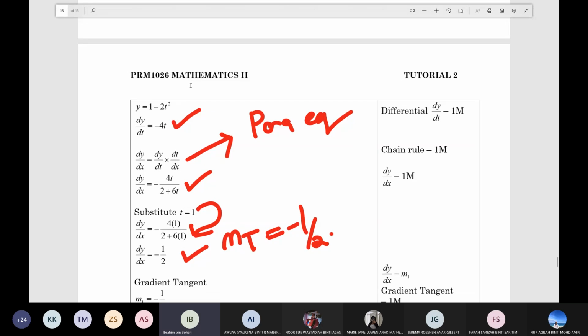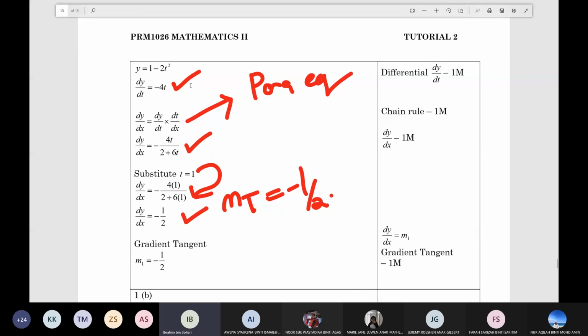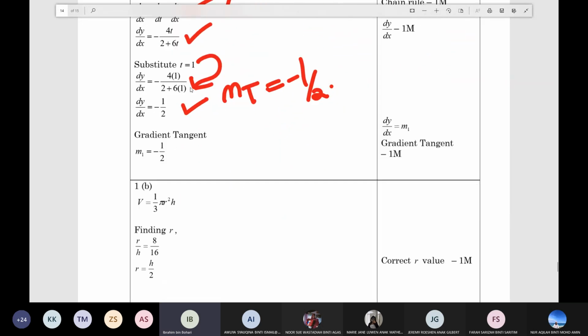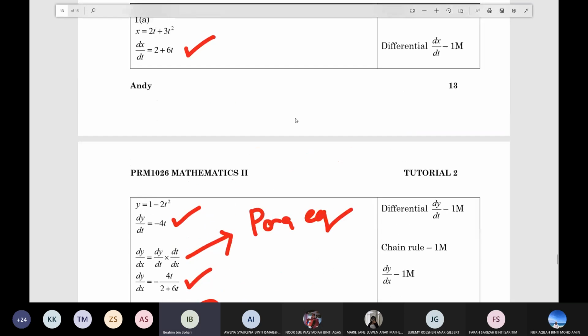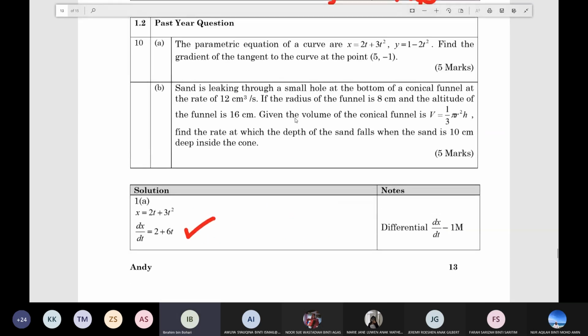Okay, question A. Question A ni sangat tak ada masalah, ramai boleh buat. Question B. Question B dah ada sikit check. Question B, the rate of change. Rate of change ni complicated sikit. Saya tunjukkan you punya keywords. Okay, check. Okay, first here, method. You find the rate of the decrease. Yeah, you check.